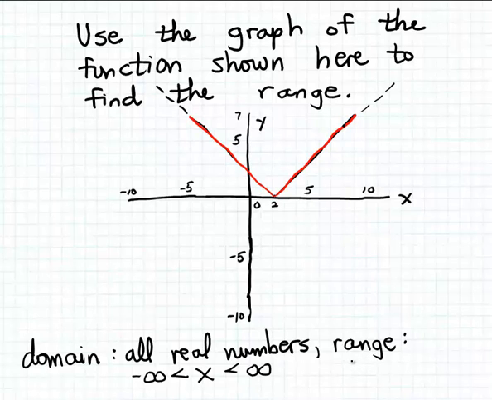You can write out this set of numbers from 0 to positive infinity in words. That's just the set of non-negative real numbers. An easy way to write down the range is just to say that it's the non-negative real numbers, and that's a perfectly valid way of writing down the range.